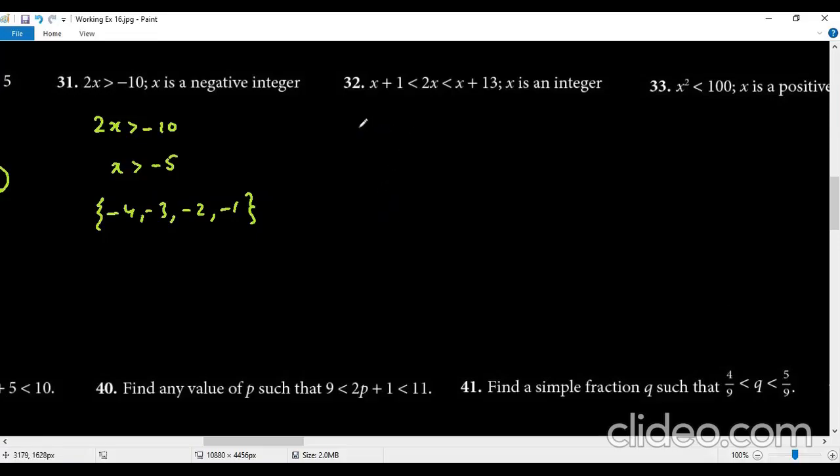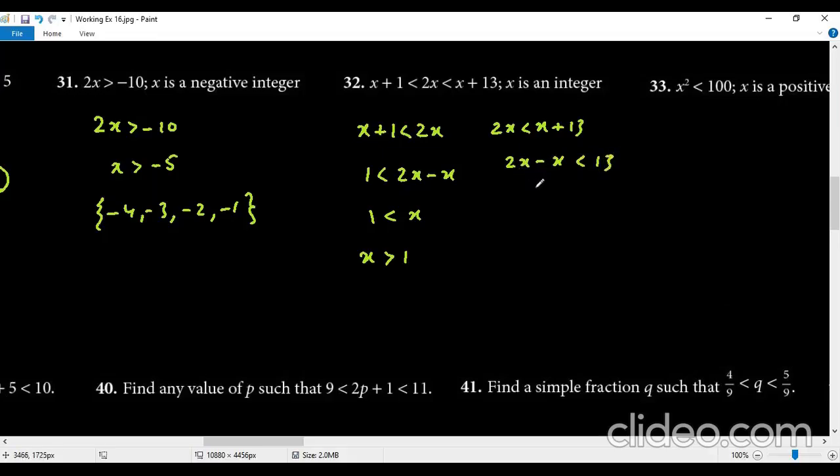When it comes to question number 32, it has two parts: 1 less than 2x, and the second one is 2x less than x plus 13. If we solve them independently, it's going to be 1 less than 2x minus x, that means x greater than 1, and then 2x minus x less than 13, that means x is less than 13. So for question number 32, it's going to be all the integers which are greater than 1 and less than 13.